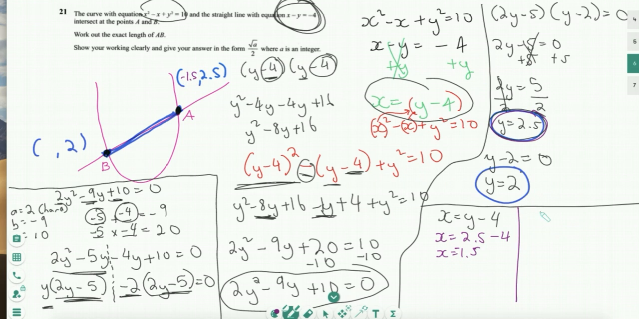And then we'll do the same thing to the other coordinate. We'll plug 2 into this. So x is equal to 2 minus 4. X is equal to 2 minus 4 is minus 2. So these are the two coordinates, and we have to find the length between these two coordinates. I'm going to do this on the next page, guys.